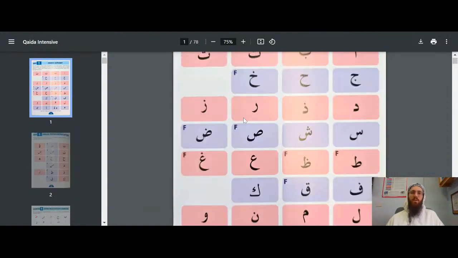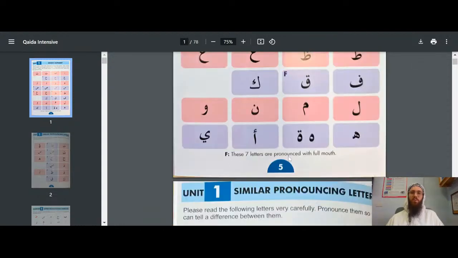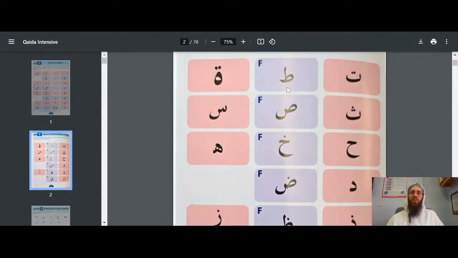Up here, you'll see these letters that have an F. These are the full letters with the full mouth. They're the round letters. Ta, ta, ta. It's round. Sa, sa. We don't have that in English like this. Sa. You're smiling if it's flat, your mouth is flat. If it's round, your mouth is round. Sa, sa. This is sa.